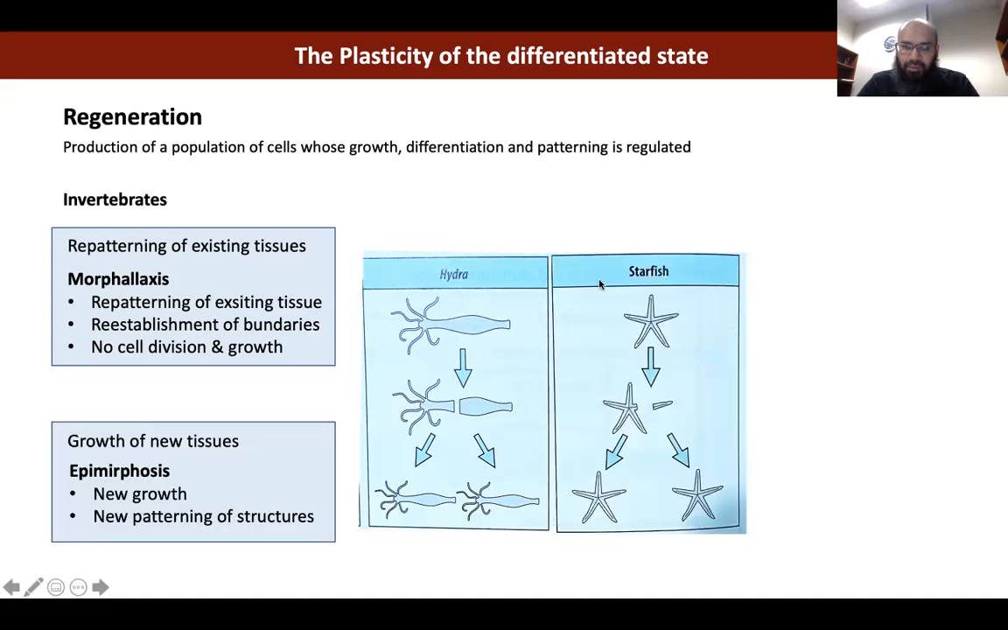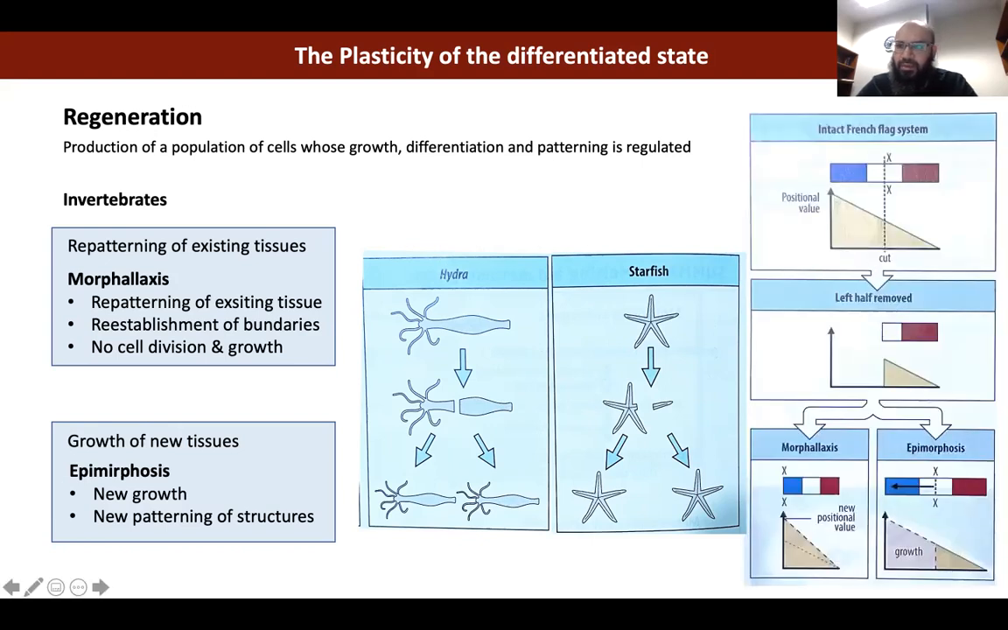Then you have the example of starfish, which when you cut out one of its arms, it can regrow it back or regenerate it back. And this is known as epimorphosis. And in this case, there is new growth, which leads to patterning of structures. So these are the two kinds of examples where lower animals or invertebrates replace their missing parts.